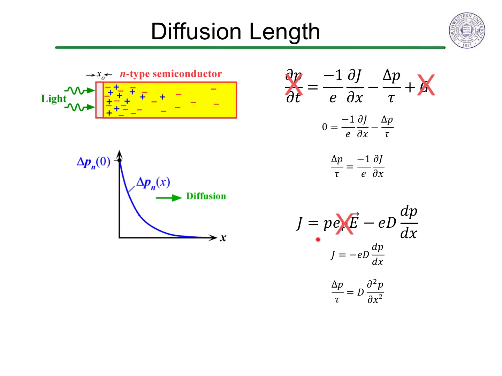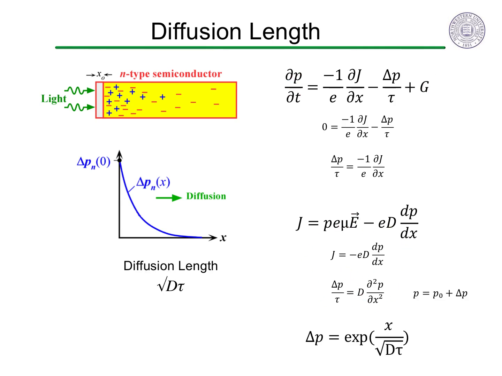Combining the two equations gives the second derivative of P should be proportional to P. Considering that P is the constant equilibrium value plus delta P, the solution is an exponential where the characteristic length is the square root of D times tau. Thus, we have shown that the photoexcited charge carriers diffuse in a semiconductor with a profile like an exponential decay, where the characteristic diffusion length is the square root of the diffusion coefficient times the recombination lifetime.